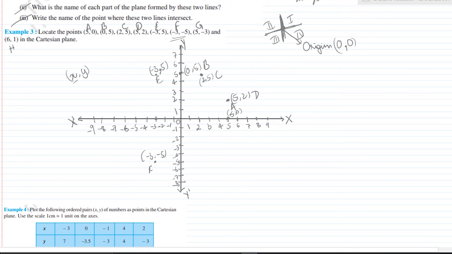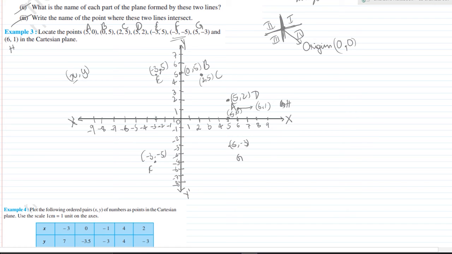And this is G, the coordinate is 5, minus 3. 5 is our x, so it's positive. So from here to minus 3. 5 comma minus 3. This is G. H is 6 comma 1, from here to here. I forgot. Okay, this is 6 comma 1, also G. Sorry, H.